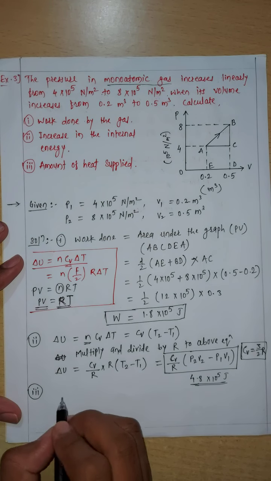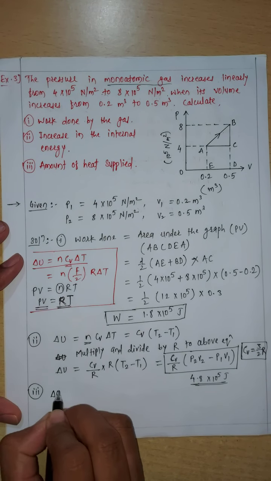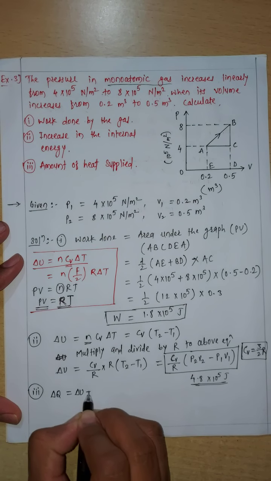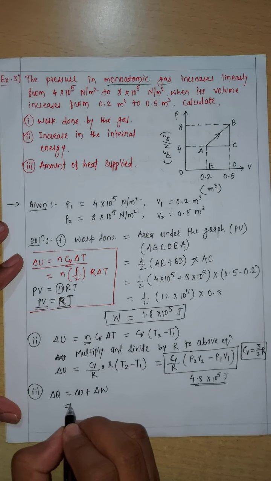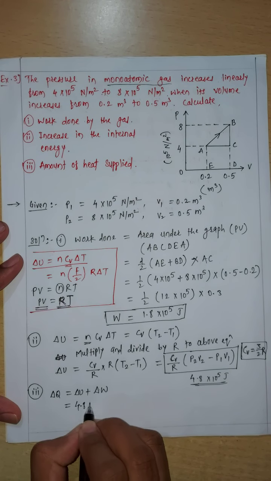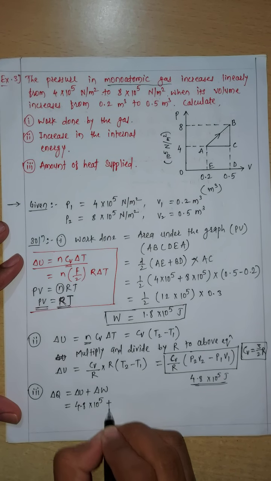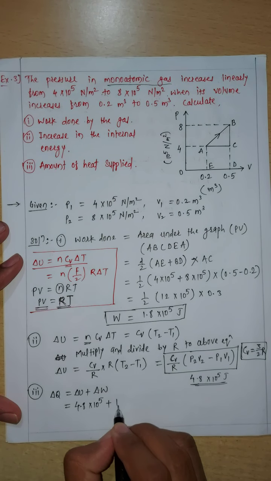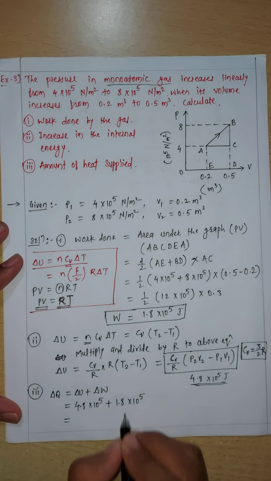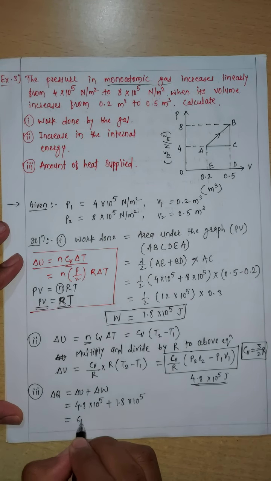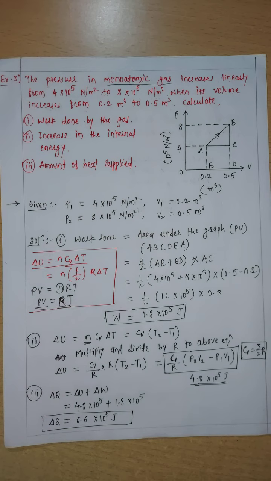Now the third is the amount of heat, and you know the heat is calculated as delta Q is equal to delta U plus delta W, and we have all those values. Delta U is 4.8 into 10 to the power 5 plus delta W is 1.8 into 10 to the power 5. 10 to the power 5 is common, so 4.8 plus 1.8 gives you 6.6 into 10 to the power 5 joule. So this is the amount of delta Q. Understand this?